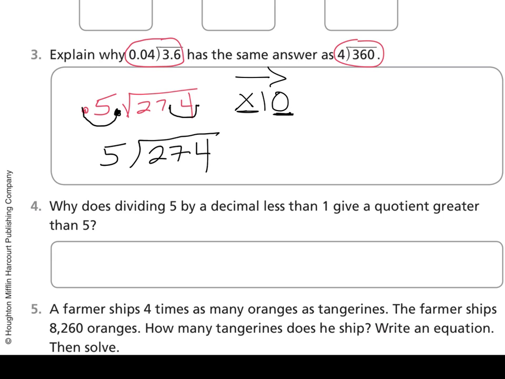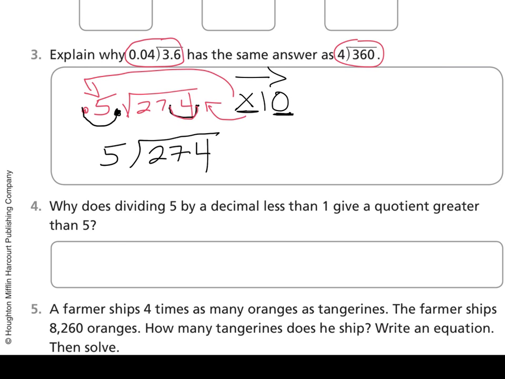When we multiplied the outside number, or our divisor, by 10, we had to do the same thing to the inside number. We had to move this decimal one time to the right as well, which means we multiplied the dividend by 10 as well.